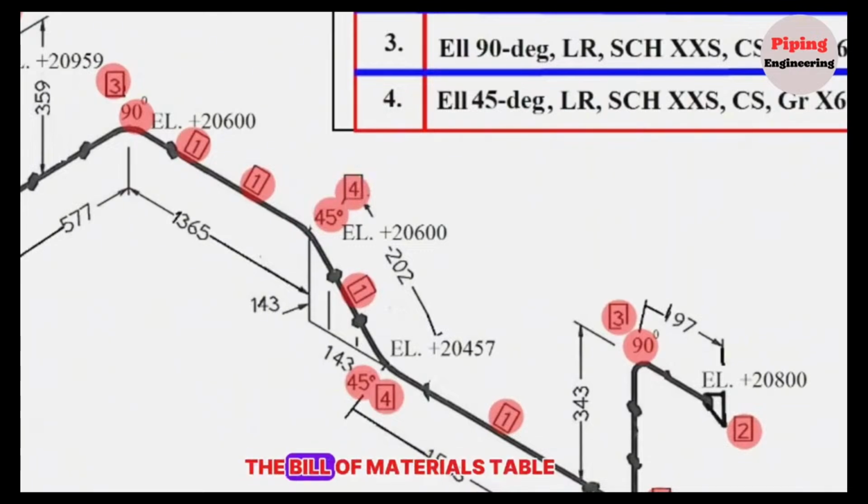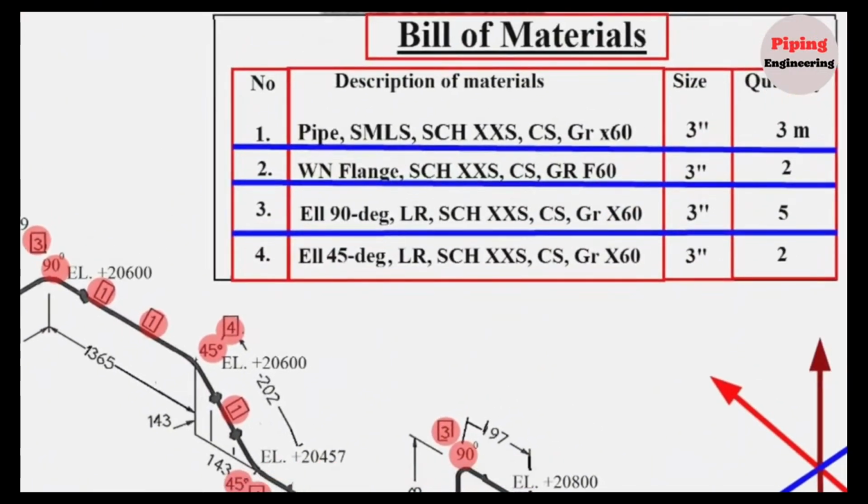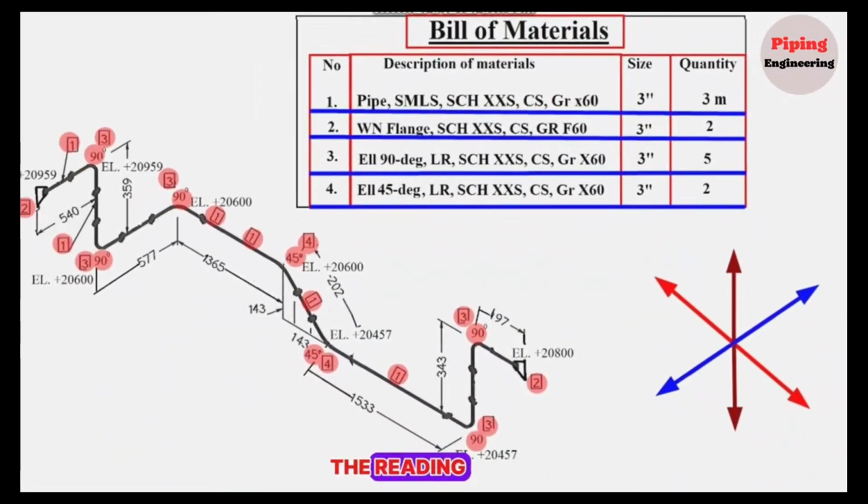Now let's look at the bill of materials table. Item number 4 is elbow, 45-degree, long radius, schedule XXS, carbon steel, grade 1060, size 3 inches, the quantity is 2 pieces. Reading the bill of materials in the piping isometric drawing is successfully completed.